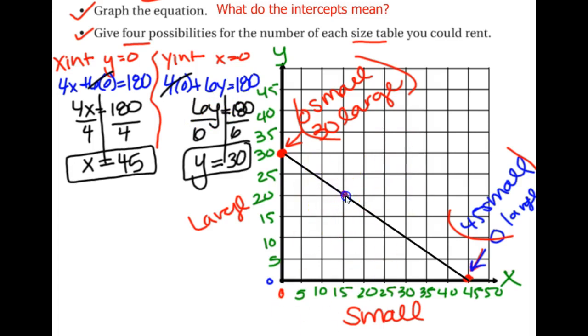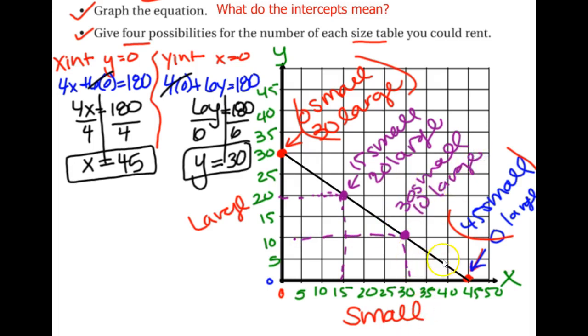So like this point right here, it's easy to read that there are, on my x-axis, 15 small tables, and on my y-axis, 20 large tables. That would fit the exact number of people that we need. This point over here would also be a nice point. There are 30 small tables, and over here, 10 large tables.